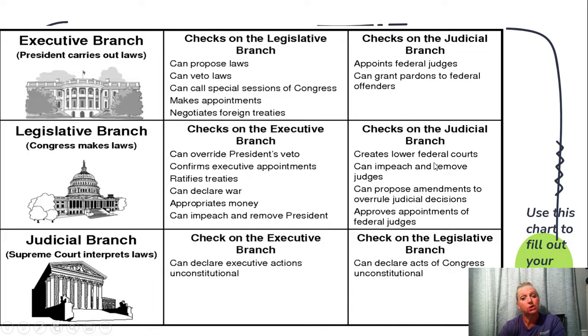And then on the judicial branch, the legislative branch, Congress, creates lower federal courts, can impeach and remove judges. It is a two-step process to impeach and remove. So we've had presidents that have been impeached, but they did not get convicted of their impeachment and therefore did not get removed. Can propose amendments to override judicial decisions. So if Congress doesn't necessarily agree with a judicial decision, then they can propose an amendment, and then they will approve appointments of federal judges.